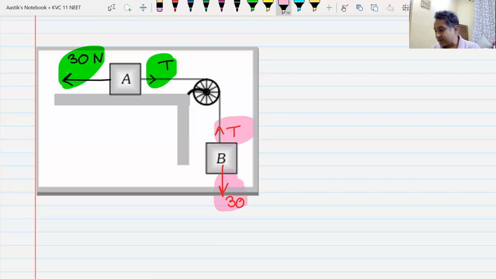There is no acceleration. So T will be equal to 30 newtons. Do we understand this? Yes or no? It is not moving. There is no acceleration. So both the forces should equate.